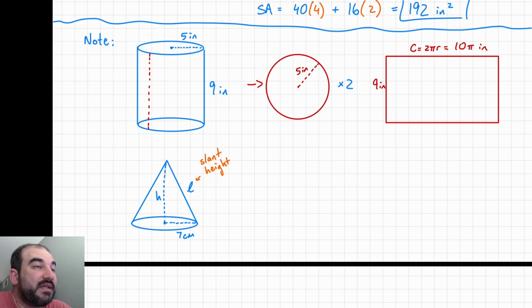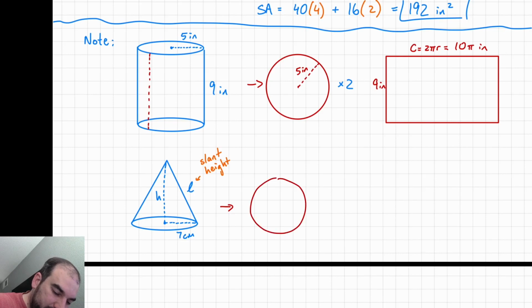And so when you break this apart into its surfaces, we again have a circular base, so that part makes sense. We break this apart into a circle with the same radius as the one we see in the picture, so 7 centimeters. And we know that the area of that circle is pi r squared. That's nothing new.